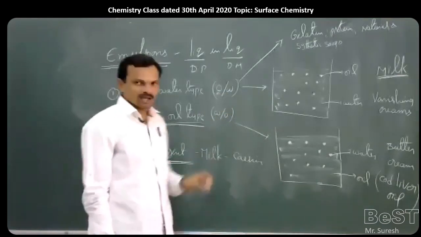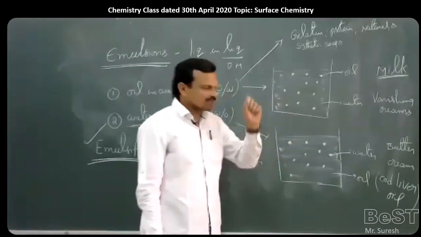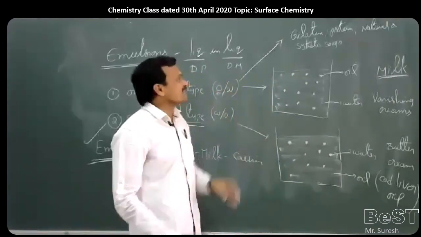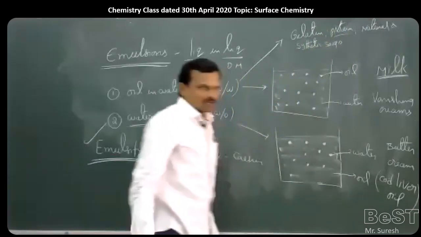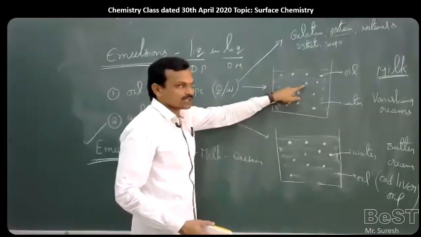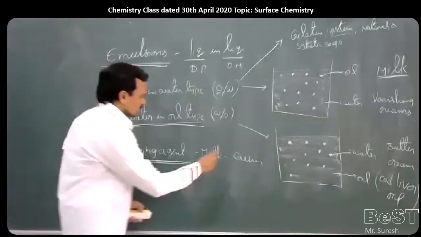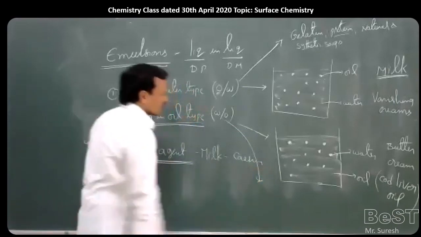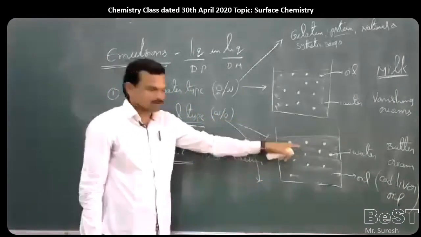For example, if coconut oil or groundnut oil is dispersed in water, and we add a small amount of egg albumin, that is a protein, then that oil in water emulsion can be kept stable for a long time. And what are the emulsifying agents used for water dispersed in oil type emulsion?